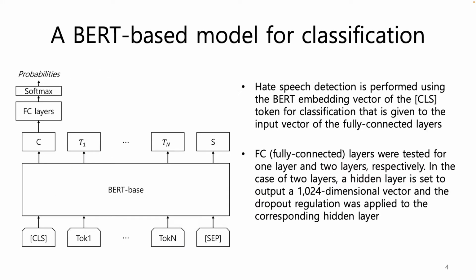This slide outlines the structure of our classification model, which uses a BERT-based pre-trained model. The classification is performed using the BERT embedding vector of the CLS token by taking it as the input vector of the FC layers. For hyperparameter tuning, we tested 1 layer and 2 layers of FC layers, and different values of dropout rate, learning rate, and batch sizes. In the case of 2 layers of FC layers, a hidden layer is set to output a 1024 dimensional vector, and dropout regularization was applied to the corresponding hidden layer. Finally, we used the AdamW optimizer with a warmup linear scheduler for learning rate and used the cross entropy loss function.